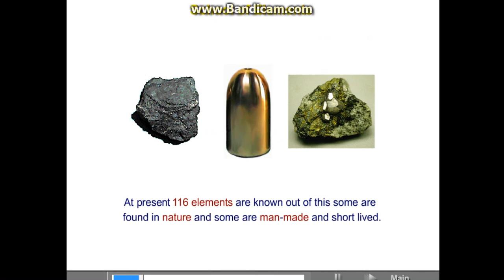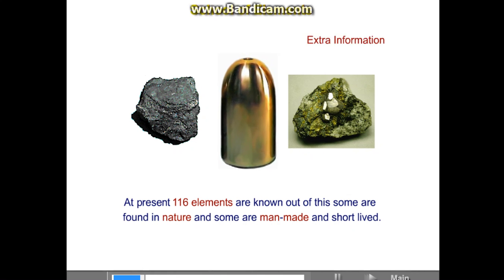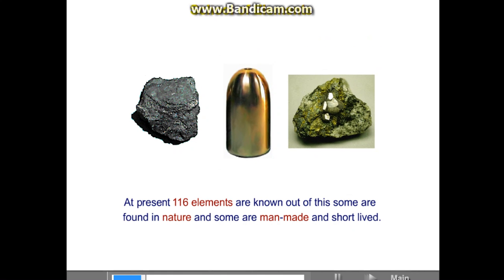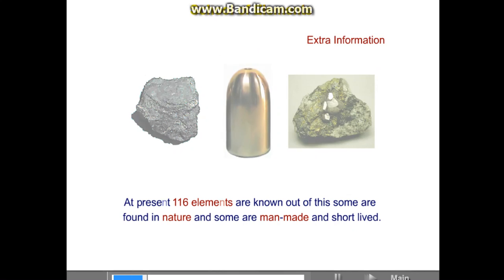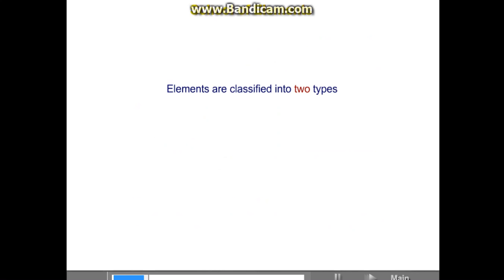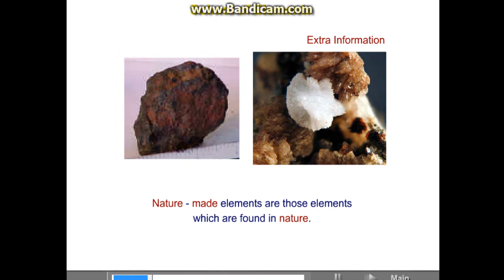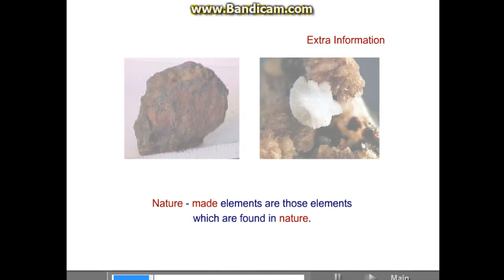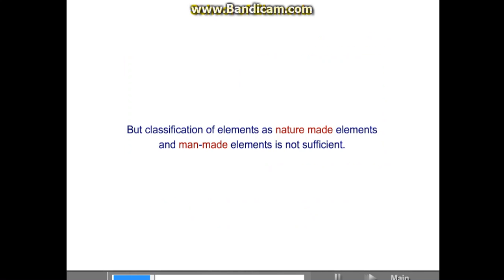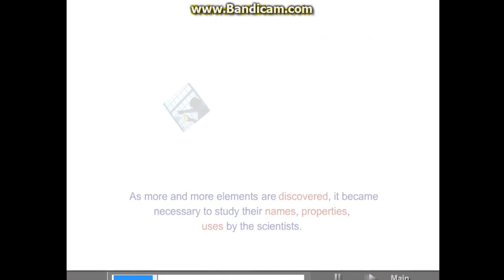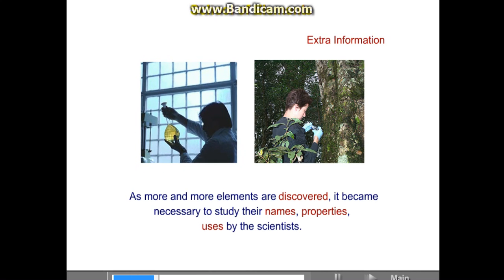At present, 116 elements are known. Out of these, some are found in nature and some are man-made and short-lived. Elements are classified into 2 types: nature-made elements and man-made elements. Nature-made elements are those elements which are found in nature. But classification of elements as nature-made elements and man-made elements is not sufficient. As more and more elements are discovered, it became necessary for scientists to study their names, properties, and uses.